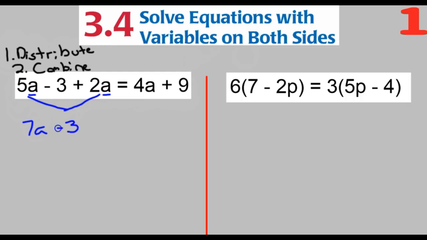The minus 3 comes down, equals 4A plus 9. I can't combine anything else, so now I need to go to my third step. My third step is to get the variable or the letter on one side.